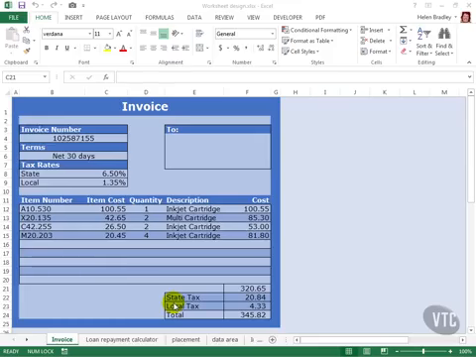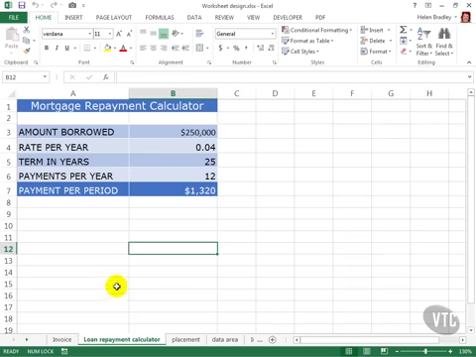It's traditional and expected that cells will have labels, and that these labels will be either placed above them or to their immediate left. Here these cells have labels placed above them, and on the loan repayment calculator that we created in an earlier video, the cells over here have labels to their immediate left.